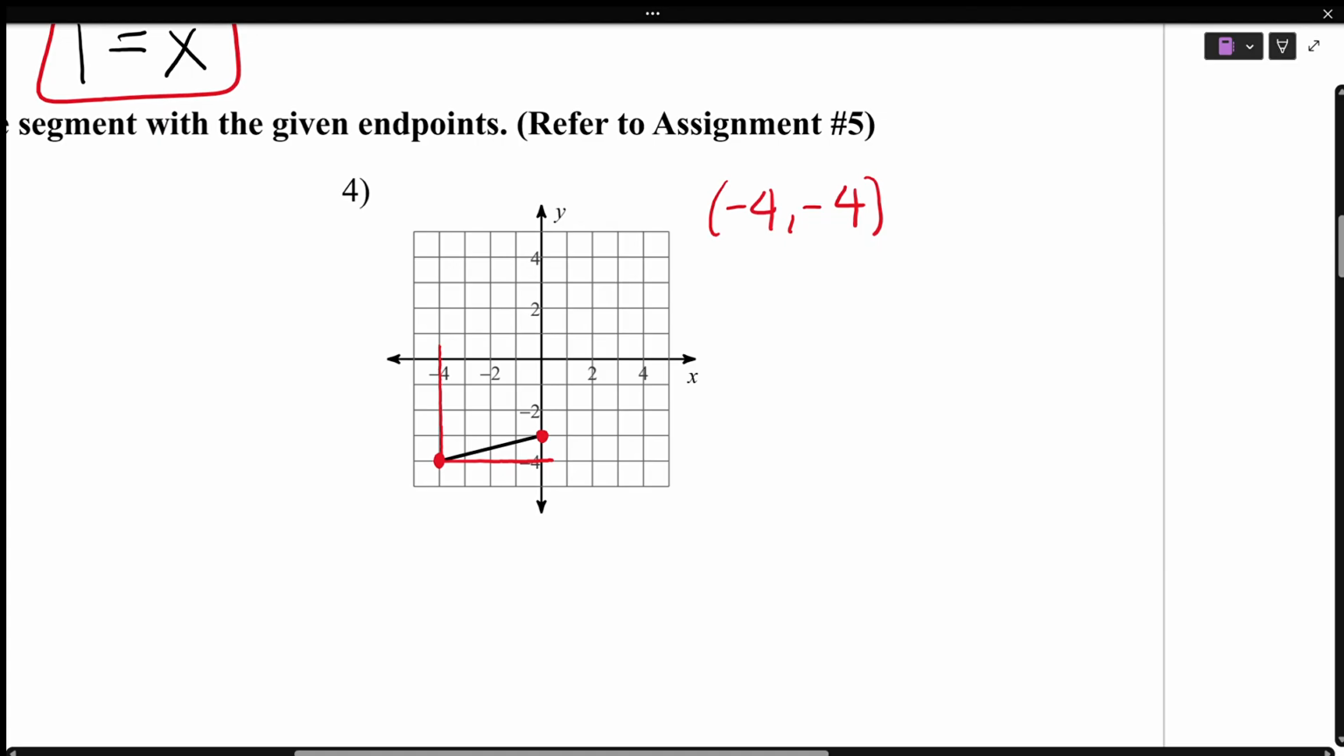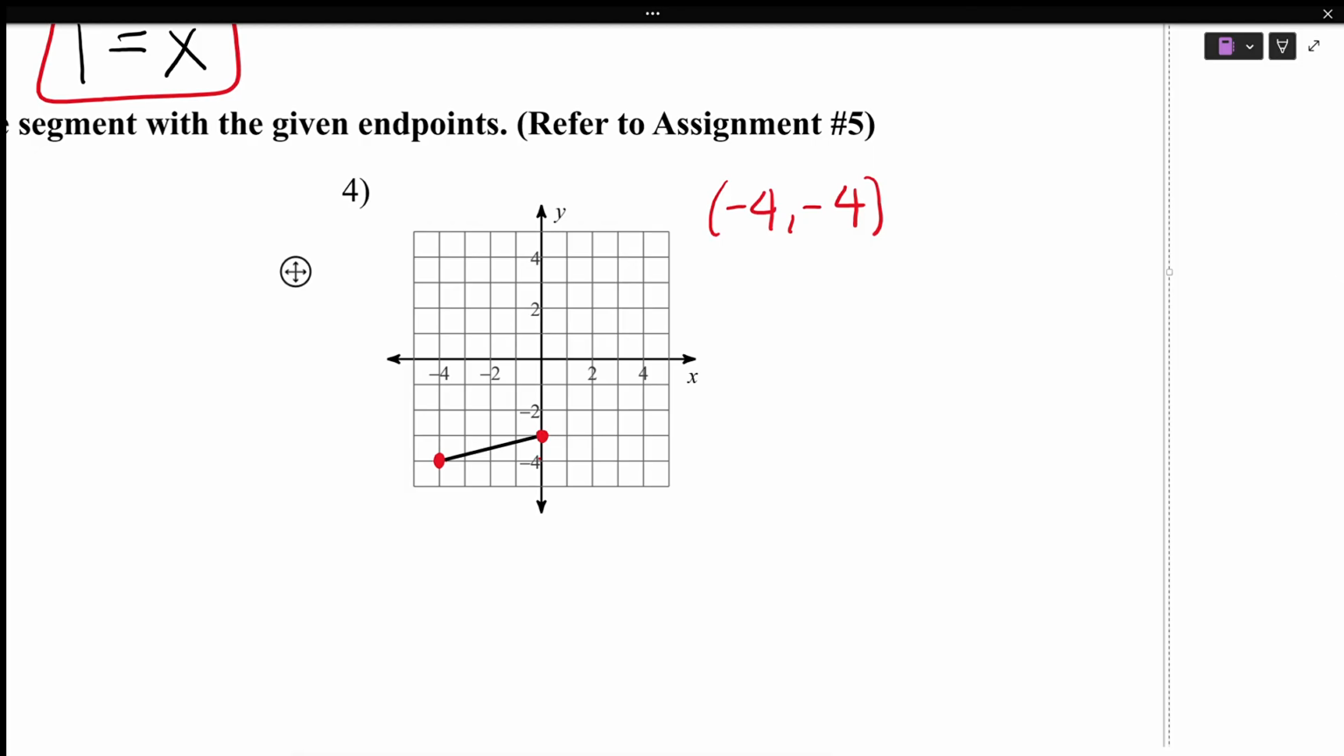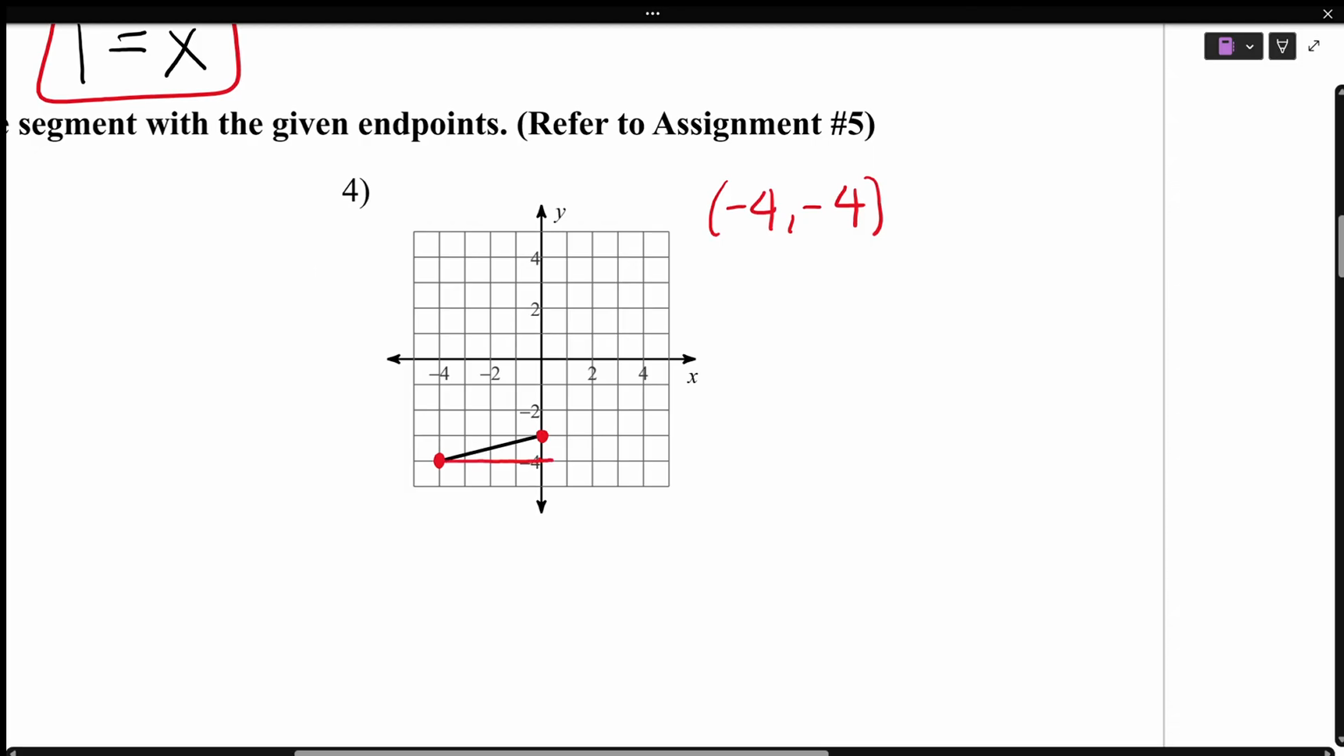The other point, right? This other point right here is at 0 on the x and then -3 on the y. So that's going to be 0 and -3. So we have our coordinates. Now we're going to plug it into this formula here, right?